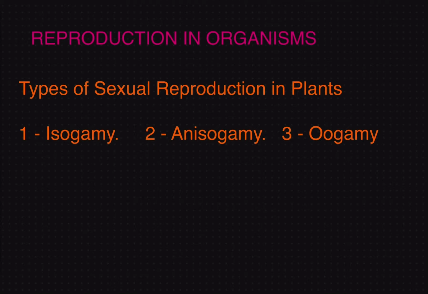Hi friends, let us see what are the different types of sexual reproduction that are observed in plants. There are three basic types of sexual reproduction observed in plants. One is isogamy, second one is anisogamy, and third one is oogamy. Let us see how these three are different from each other.